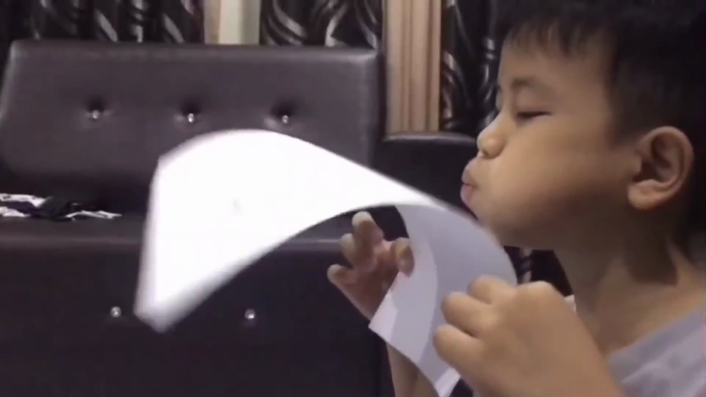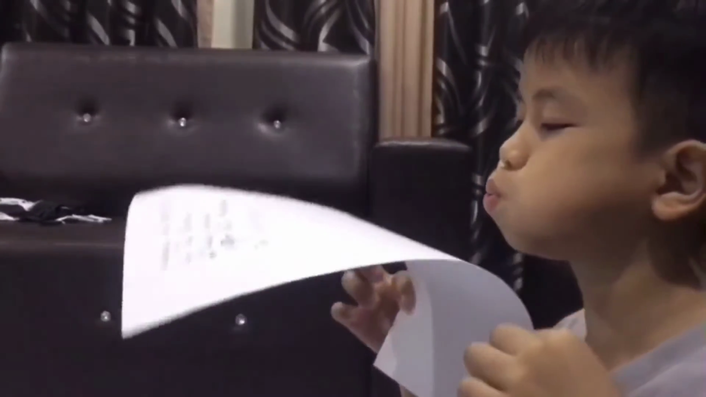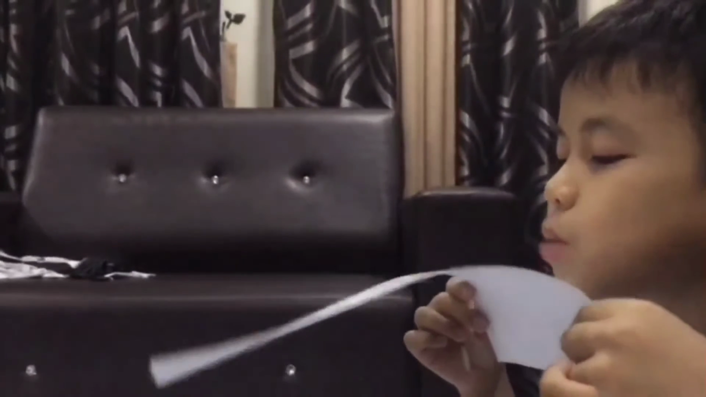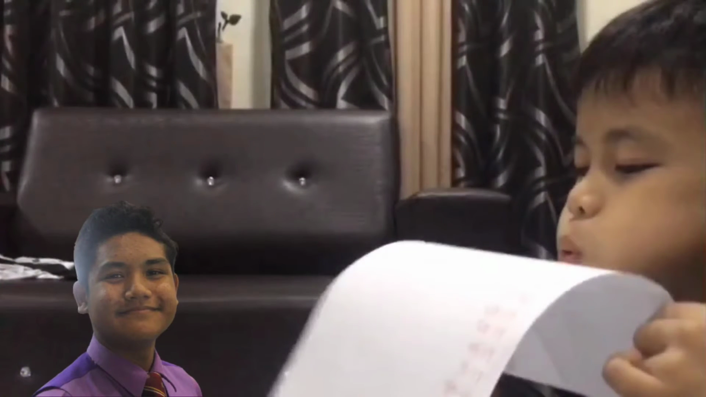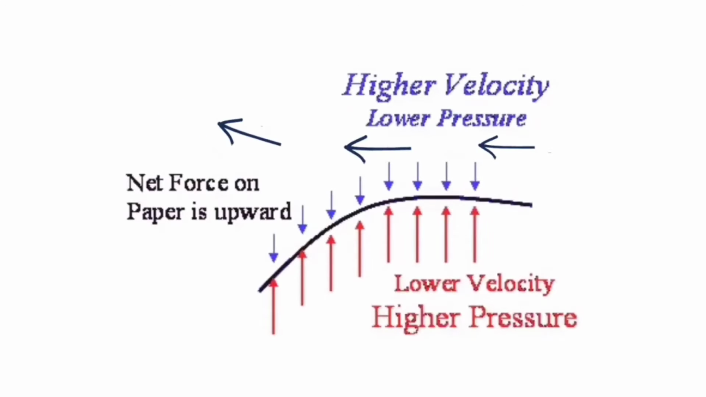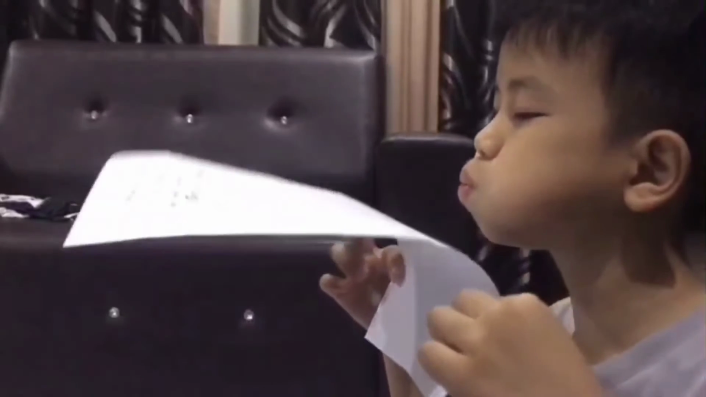Let's take a look at this example. The boy blows on the top part of a piece of paper, yet instead of going down, the paper moves upwards. So what causes the paper to move upward? The high velocity of the wind decreases the pressure of the top part of the paper, while the pressure of the bottom part remains the same. Its pressure is higher than the top part, making the paper move upward.